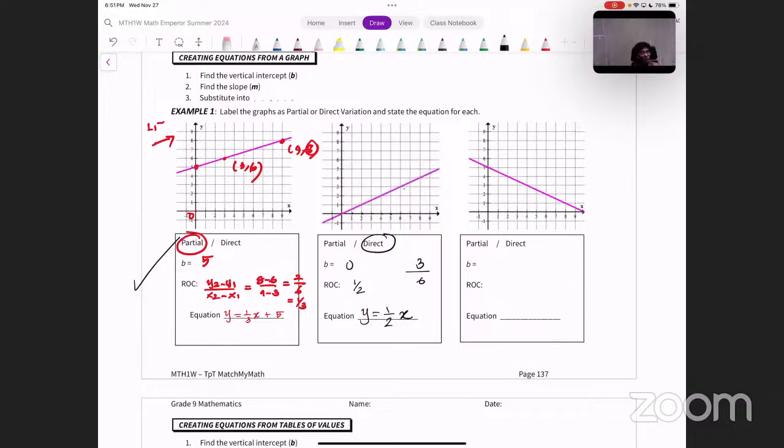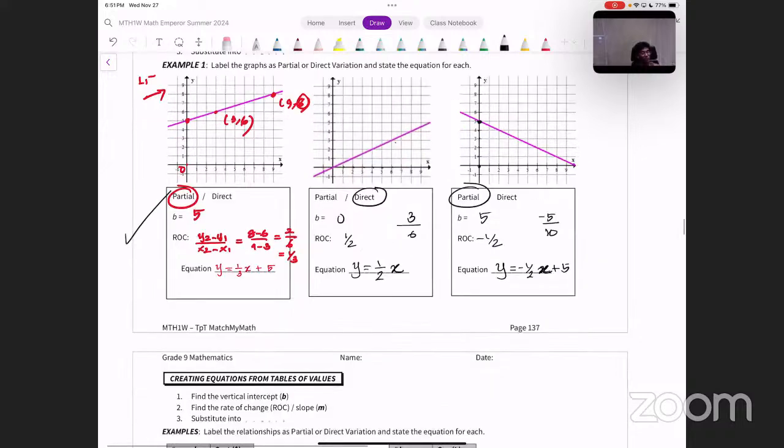What do you get, sir, for that third one? Partial or direct? Partial. What is the B value you got? 5. What is the rate of change you got, sir? Negative 1/2. If I choose this point, 1, 2, 3, 4, 5 units down, so it's going to be -5 over a run of 10 units to the right, which is -1/2. So the equation is y equal to -1/2 of x plus 5. Are you guys following that? Is that what you got?